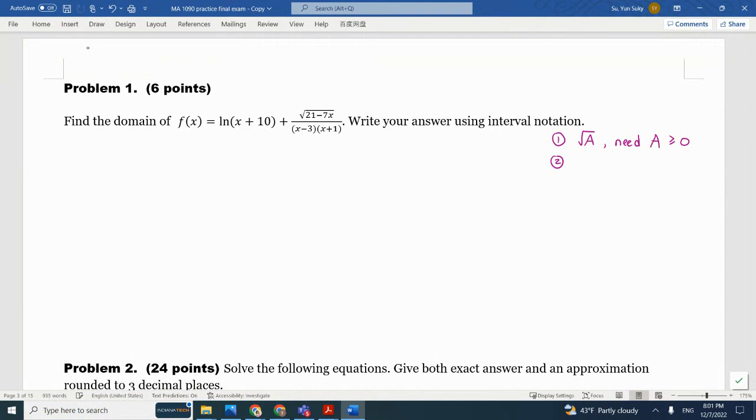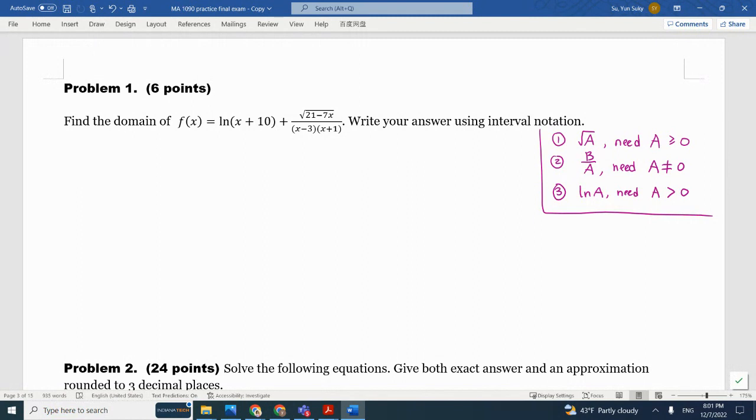And then we have the fractions. We need the things in the denominator, right? We need the denominator to be not 0. And then the third one, natural log. We need the things inside the natural log or any log functions to be positive. So these are the functions with restricted domain.